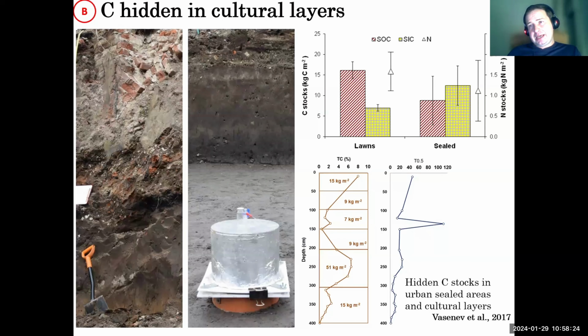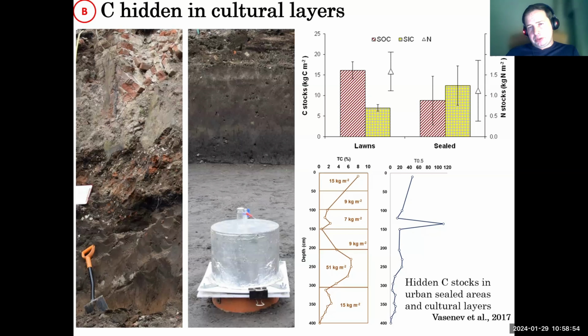This is another case which describes how carbon can be sequestered and stored in deep layers, in the cultural layers I mentioned. This is an excavation in the center of Moscow near the Kremlin, and it is also 4 meters deep. It was described together with archaeologists, because cultural layers are always described with archaeologists, and it's quite a nice story to see where all these artifacts are coming from.